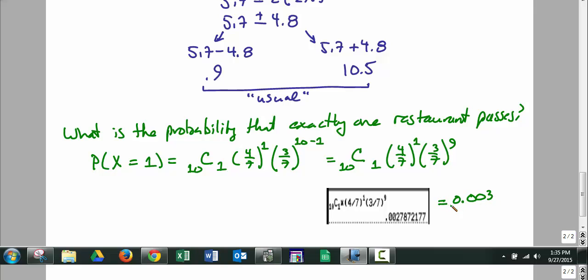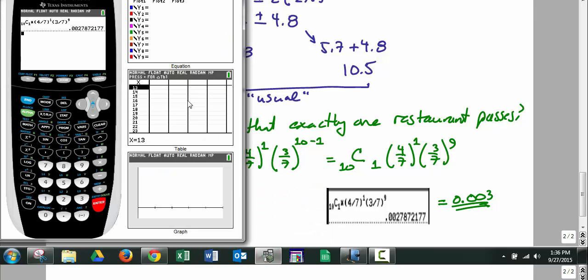Now be careful when you're working in My Math Lab, because it'll be pretty specific. Sometimes it'll ask you to round to the nearest 3 decimals, sometimes to the nearest 4, so just make sure you're specific about that. Now let's go ahead and do the same problem, but this time let's use another function in your calculator called the binomial PDF.